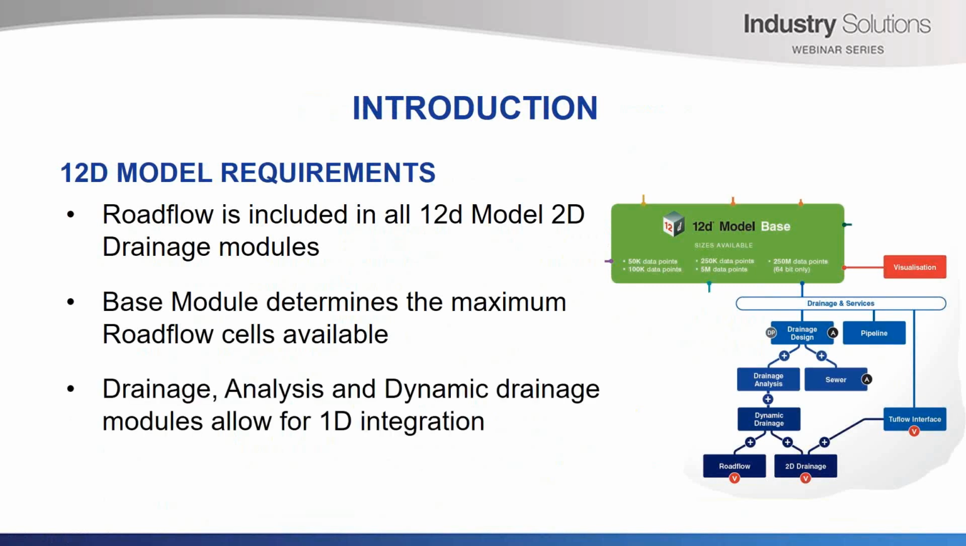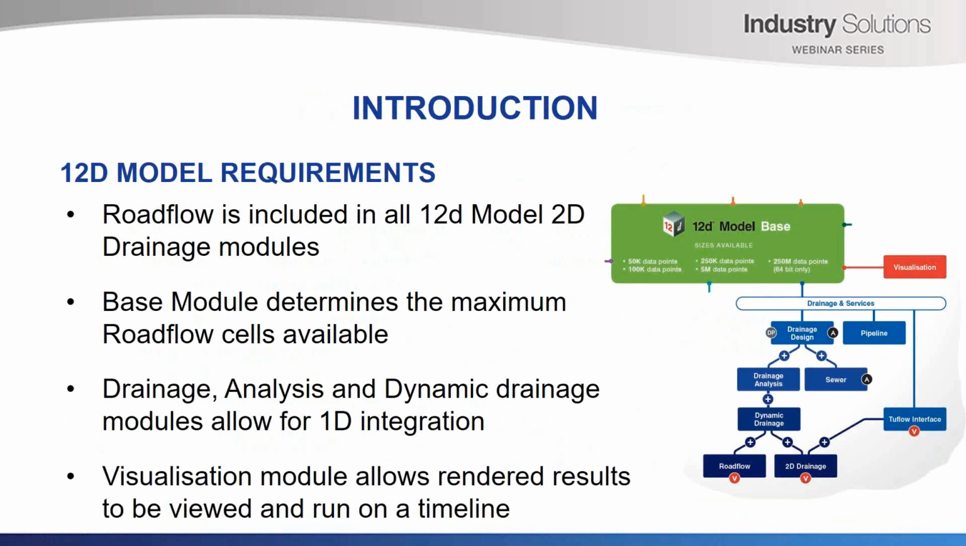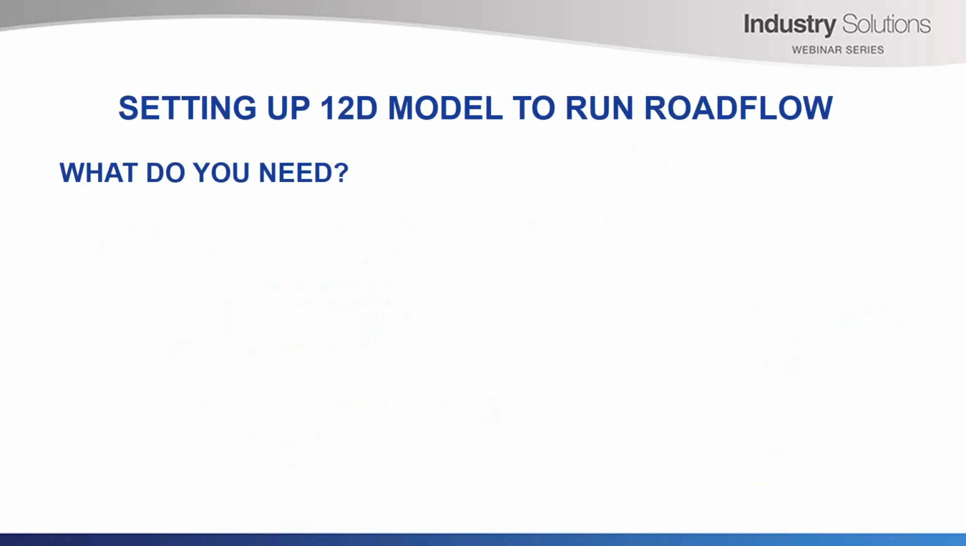And the drainage analysis and dynamic drainage modules are needed if you want to couple the 1D network. So those are the three modules on that left-hand side of the tree: the drainage design, the analysis, and the dynamic drainage, and they flow into either the RoadFlow or the 2D drainage modules. There's a red circle there with a VNet. The visualization module allows the rendered results to be viewed and run on a timeline. This isn't strictly necessary for RoadFlow, but we do highly recommend it, and I think you'll see why.